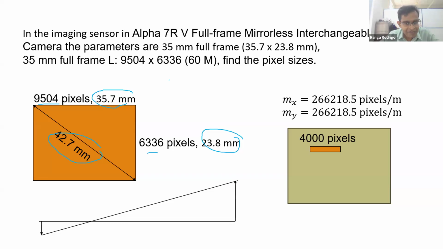I think both will give the same. 35.7 millimeters divided by 9,500, that's the pixel size in millimeters. The same answer you will get by dividing 23.8 by 6,336. If you take the inverse of that, these are the pixels per millimeter parameters.